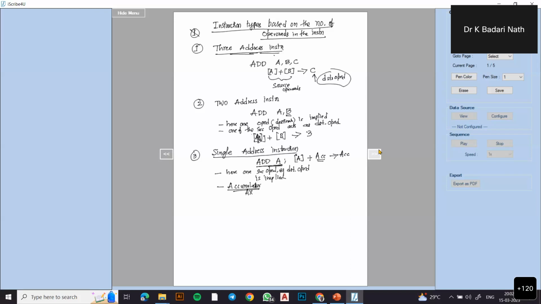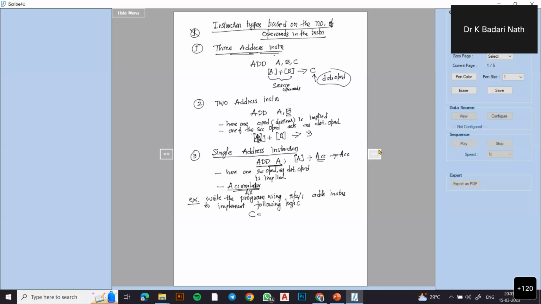Now we have understood 3 address, 2 address, and single address instructions. One question we will solve, an exam question from last year. Write a program using 3, 2, 1 address instructions to implement the following logic. So what is the logic?